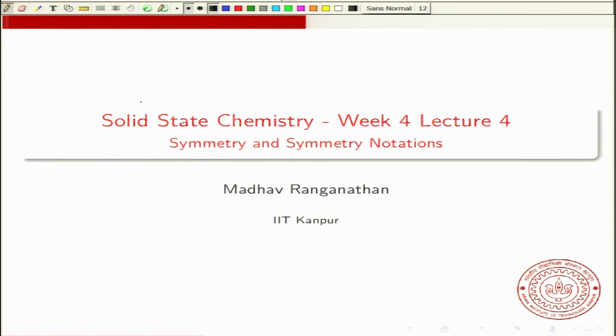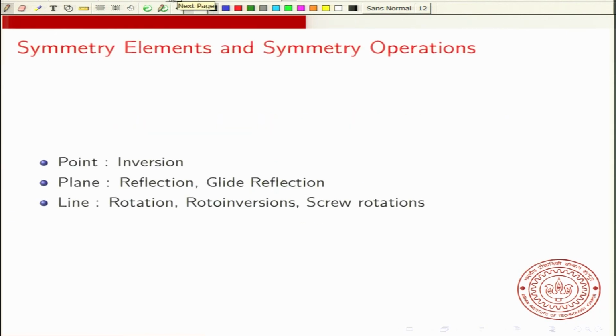So I will also show in these notations how these symmetry notations are usually depicted in the planar notation. So now we have seen the various symmetry operations, the symmetry elements. If you have a point, you can have an inversion. If you have a plane, you can have a reflection. You can also have a glide reflection. Whereas if you have a line, it can be a rotation axis, it can be an axis for roto inversions, it can be an axis for a screw rotation. So these are the different symmetry elements, and these are the various operations that are possible for each of the symmetry elements.